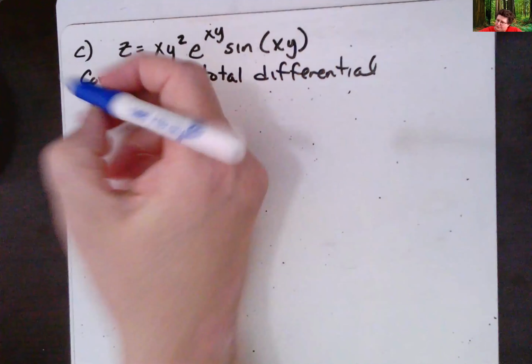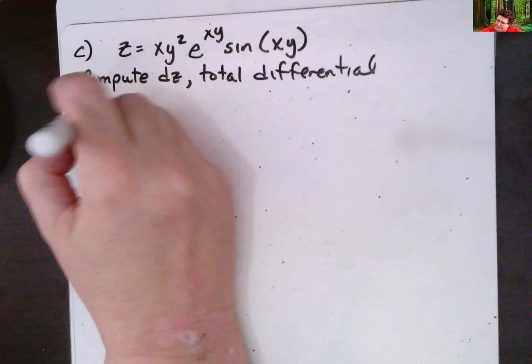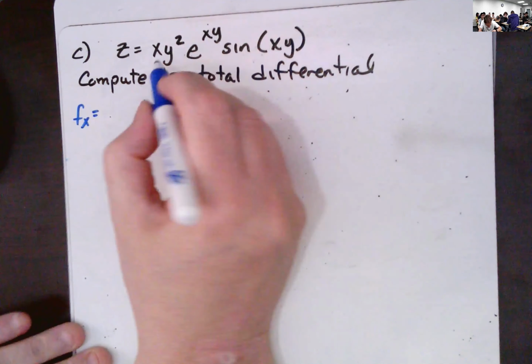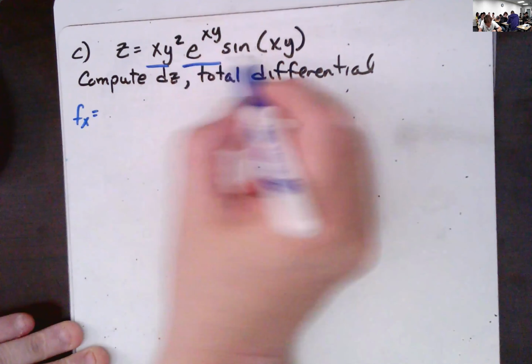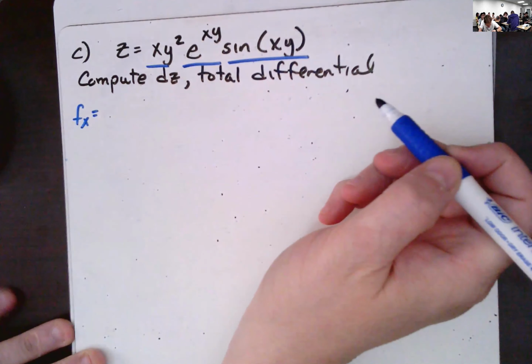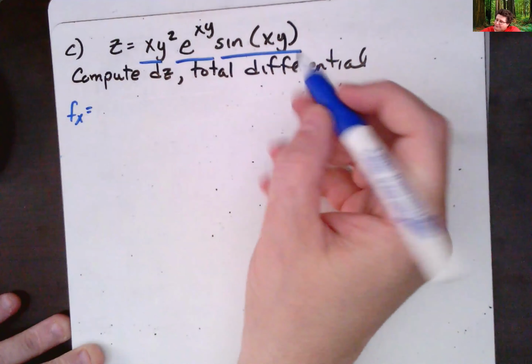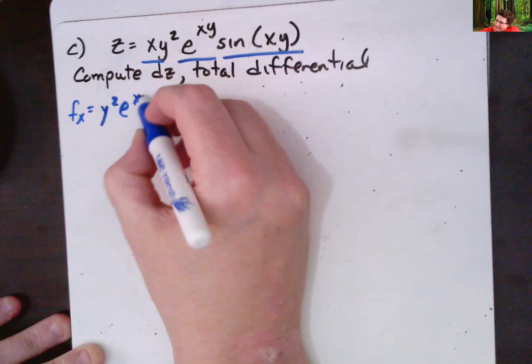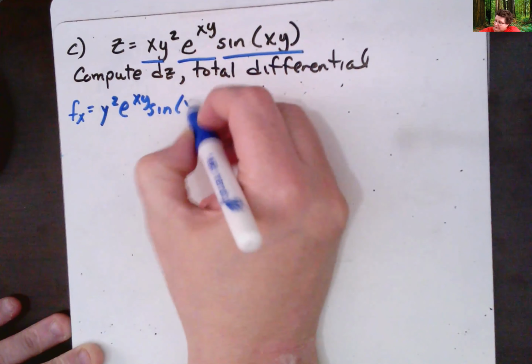Let's make sure people are doing stuff right. I'll do f of x real quick. I'm going to break this into three parts and do the derivative of each one at a time. So I've got y squared e^(xy) sine of xy.